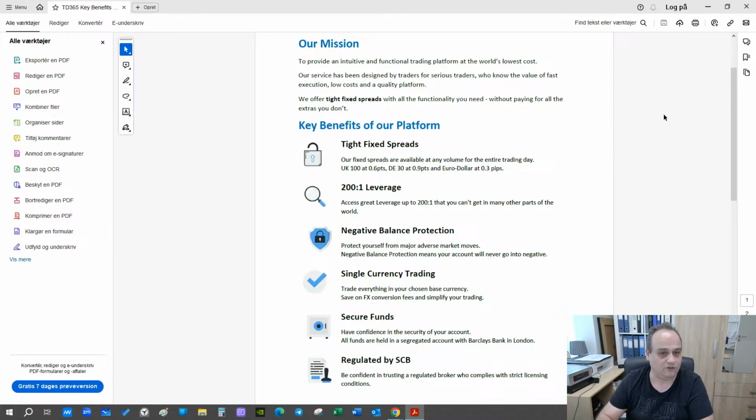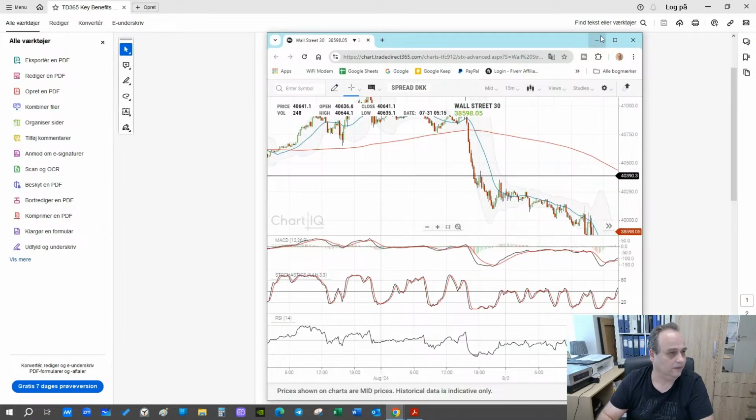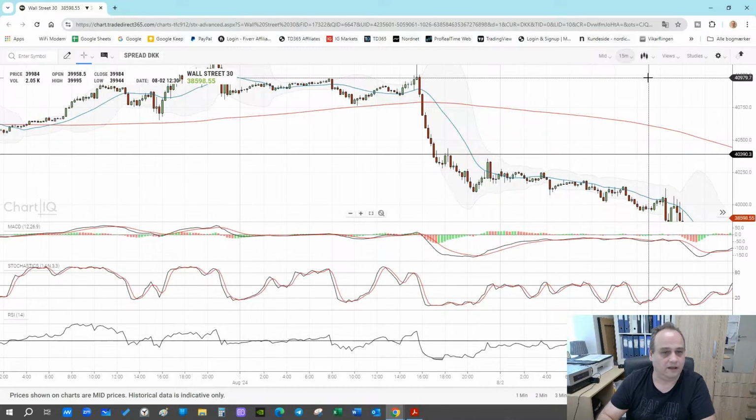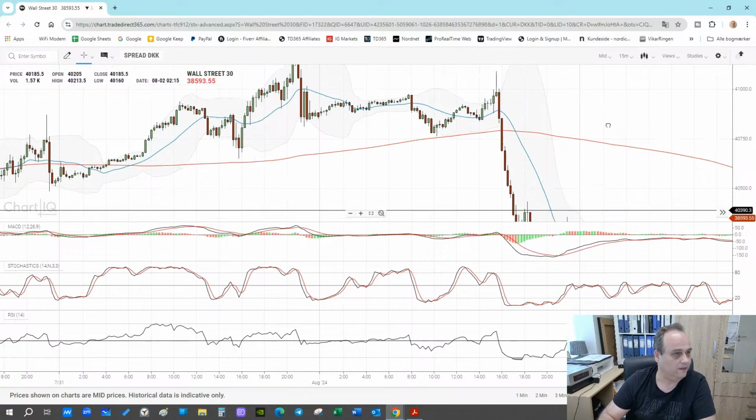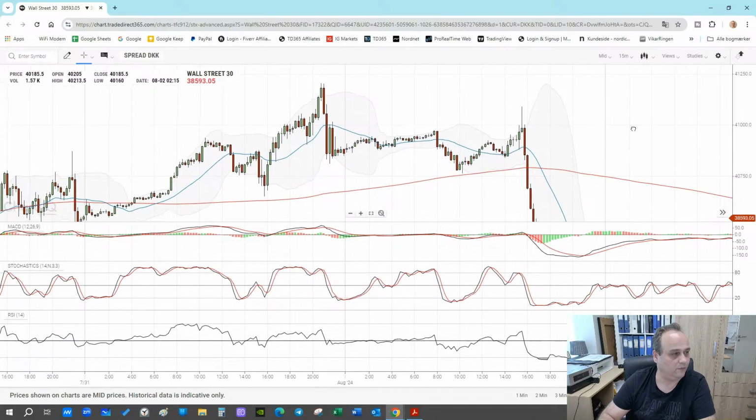Okay, back to the chart. Let's see if I can get the chart over there so we can see that. Coming here. Here we go. And this is the Dow Jones index. And as you can see, this is actually from Friday, so it's very new. This is on the 15-minute chart.